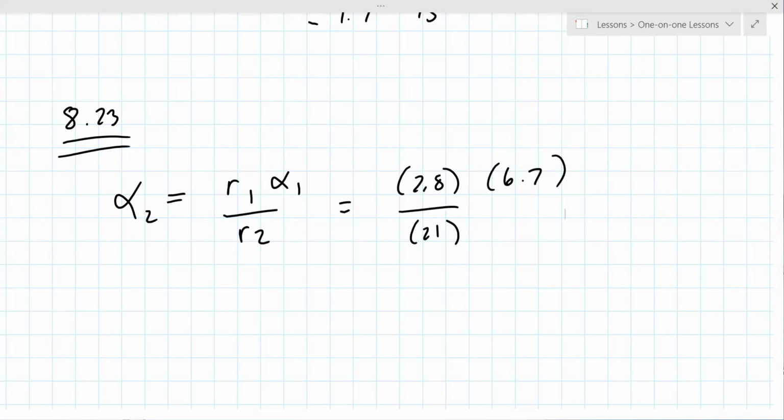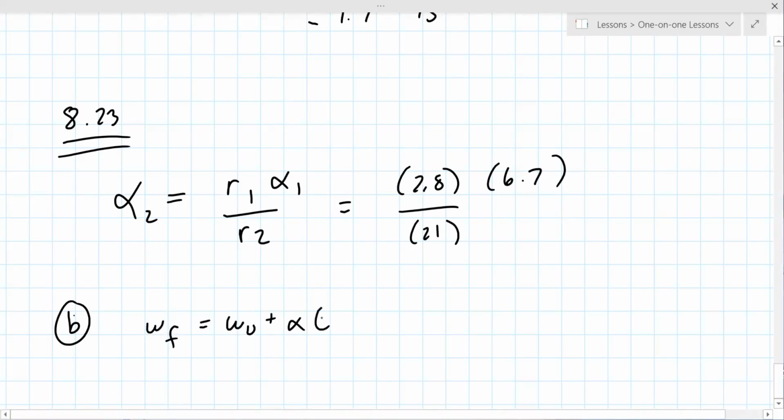21, 0.89. Okay, go ahead and try that, please. Correct. All right, so part B. Part B, you're trying to find time. You have this equation, omega final equals omega initial plus alpha times t, and that leads to t equals omega final minus omega initial over alpha.